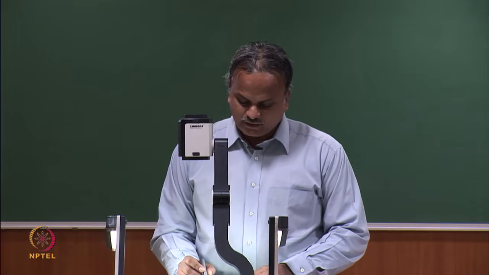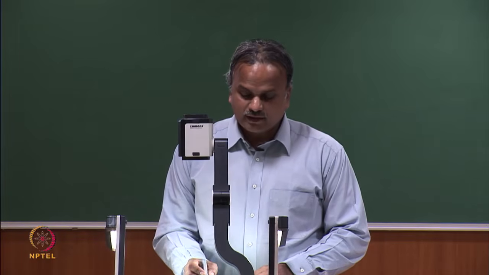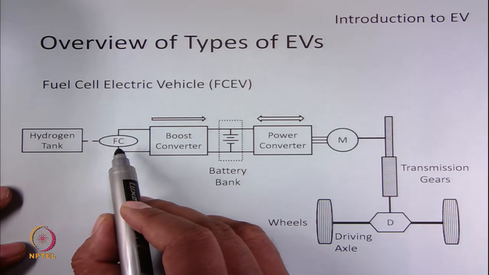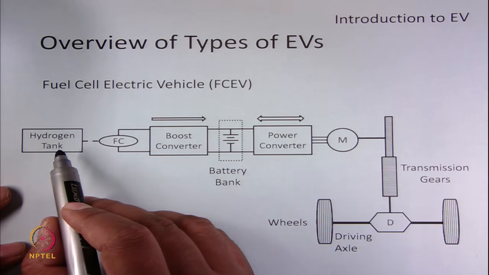This is the configuration of a typical fuel cell electric vehicle. So, it uses fuel cell as a source of energy, which is connected to hydrogen tank.